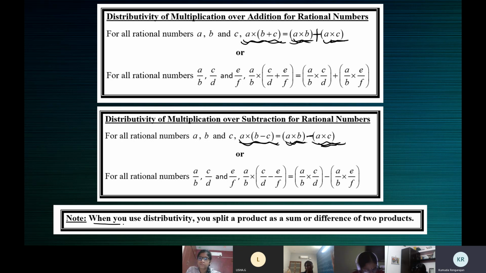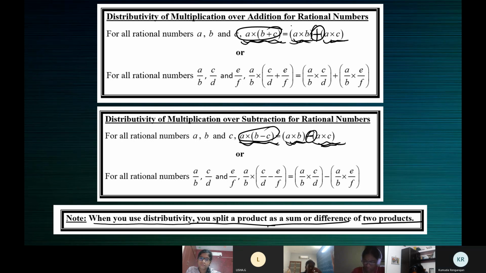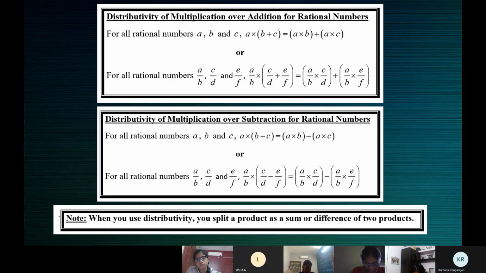So now read this. When you use distributivity, you split a product. This is the product. You're splitting one product as a sum or difference of two products. This is 1, 2. Yes, children, this is very important, so I will not ask you to take a screenshot. Please write down now in the class. As you write, please understand what you're writing.